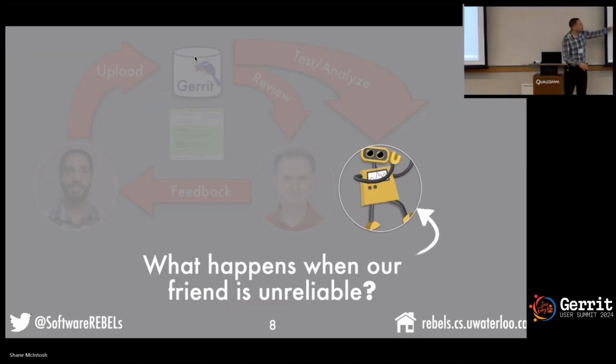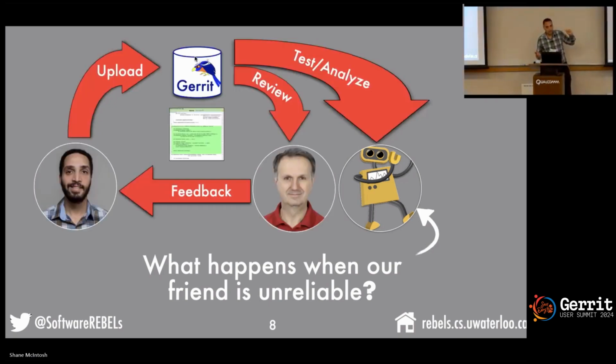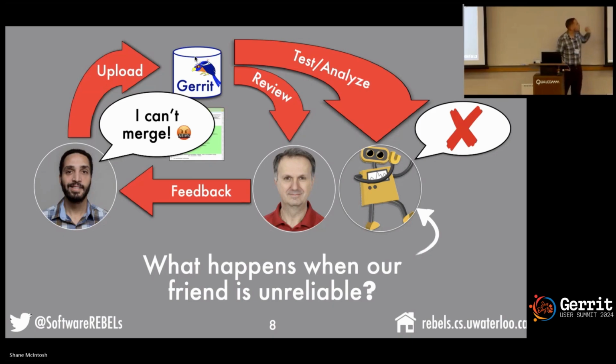So in the context of code review, what happens if this bot is flaky? Well, sometimes these guys are voting on whether or not my patch can be merged or not, right? So if this guy comes along and says, you know, my checks didn't work, well, your author is going to be frustrated, right? I can't merge, I can't move forward with my change, right?